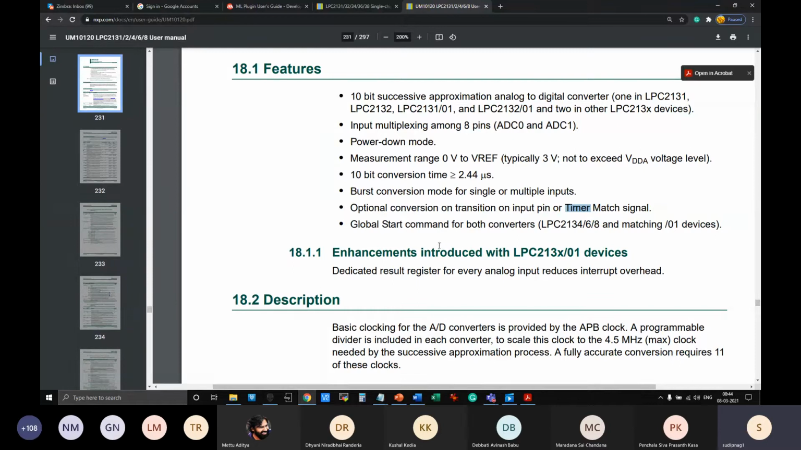And then there are different ways to enable the ADC. You can start the ADC by using a timer or by using some software configuration through the SFRs, special function registers.